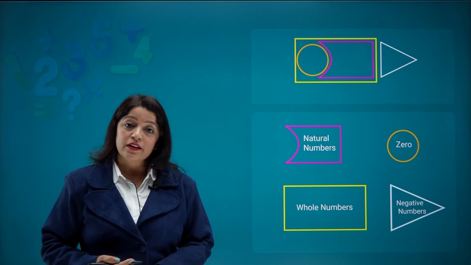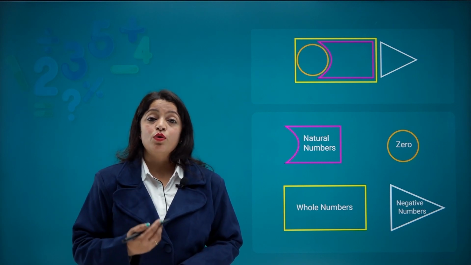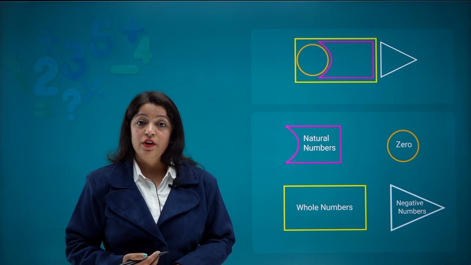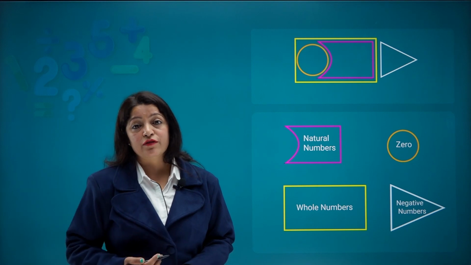You have already done it in grade 6 also. What are negative numbers? These are the numbers like 0. Before 0, we include the numbers which are smaller than 0. Right? So like -1, -2, -3, they all are negative numbers.